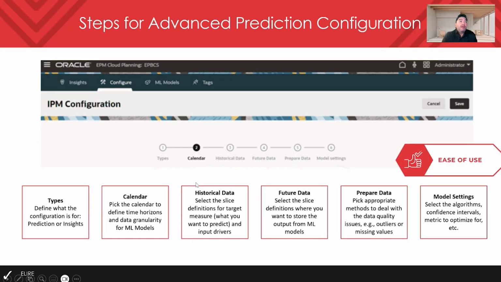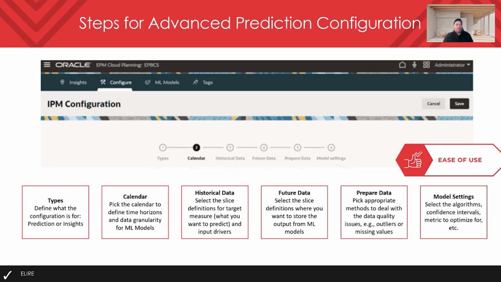So just walking through this, you can see here's a screenshot of the configuration. This is already the IPM configuration screen, the same one that's being used for insights. In this case, you'd use it for prediction. You have the ability to select different variables like the calendar. So how far out would you like to predict? Maybe it's a 6-month window, a 12-month window, or a rolling window? You can use the tool to configure that.